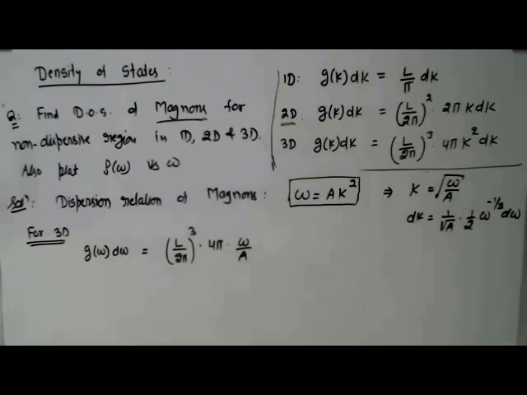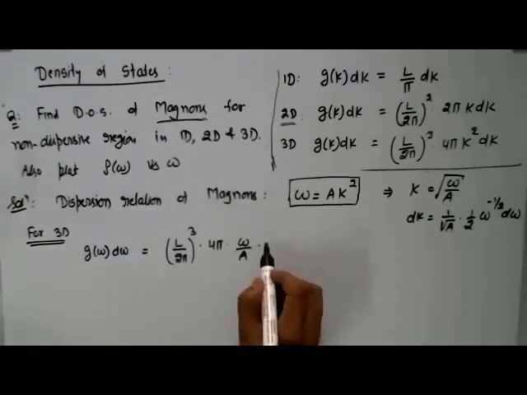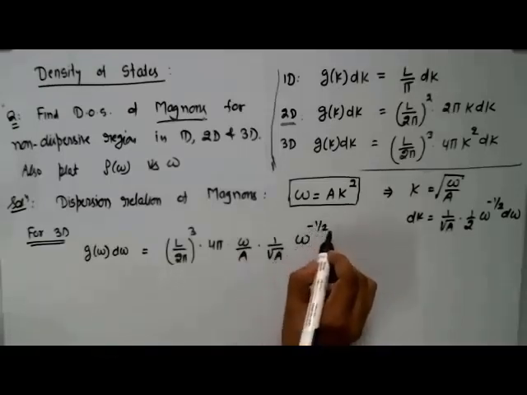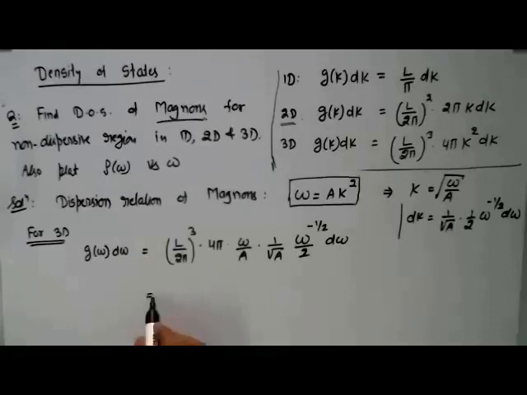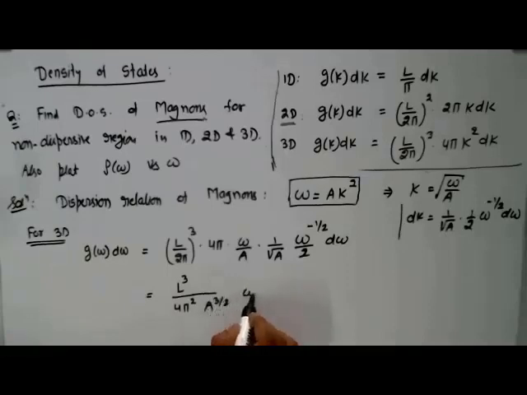Sir, what is A here? A is some constant, no? You ignore it for now, it is some constant term. So now if you put the value of dk, what will it become? 1 upon root A and omega power minus half upon 2 times d omega. And when you solve this equation a little bit, this becomes L cube, and this becomes 8 pi, so this becomes 2 pi square, and that means 4 pi square, and then A power 3 by 2 and omega power half into d omega.